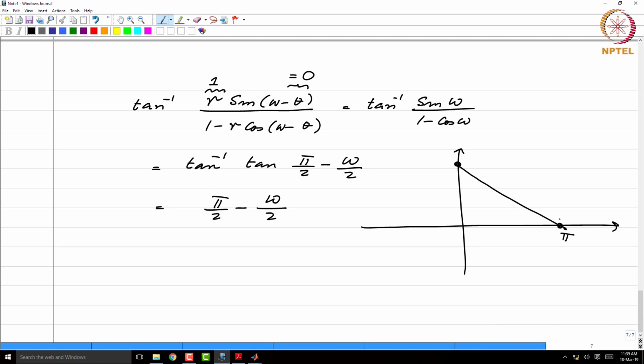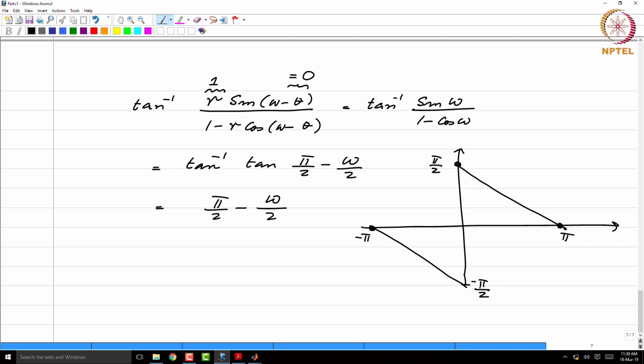And this being an odd symmetric function, the overall phase response between minus pi and pi is this. So, you have pi by 2, minus pi by 2. Okay.